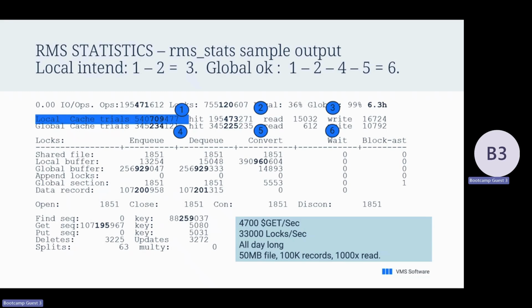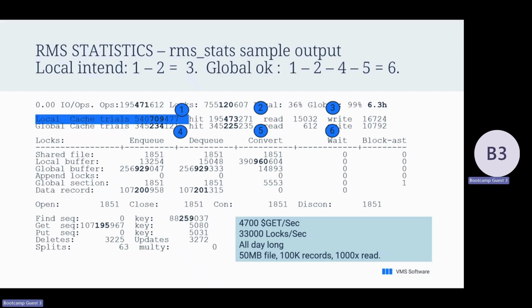I have an artificial number, IOs per operation. I'll explain that. I did so many operations on the file, which is a combination of gets, puts, all of them counted together. I did so many lock operations. I did so many, my local buffer effectiveness, my global buffer effectiveness, and how long did I collect the data for? 6.3 hours, which I think is 20,000 seconds. We picked the 20,000 second window for that.